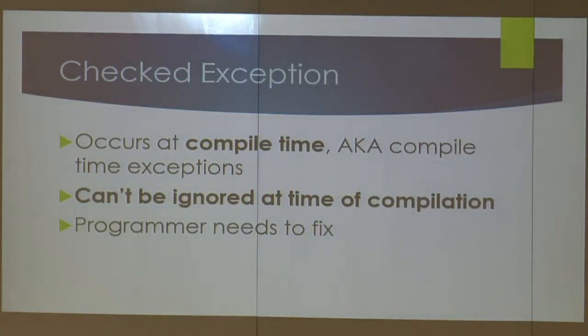Then a checked exception, a different kind of exception, is something that occurs at compile time instead, so it could also be called a compile time exception. A way that you can remember it is that checked exception and compile time both start with C. Since it happens at compile time, it can't be ignored at the time of compilation, and it's something that the programmer needs to fix, like some sort of syntax error that the programmer needs to go and change.